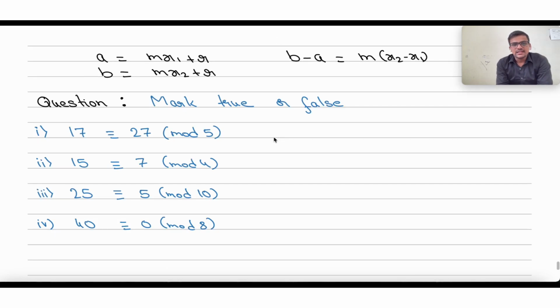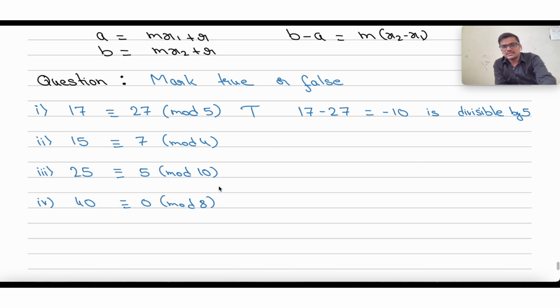So this is the question, and this is a very basic question. We have to mark whether it is true or false. So see, what is the meaning? 17 is congruent to 27 modulo 5. It is true if 17 minus 27, that is nothing but minus 10, is divisible by 5, and actually it is happening: minus 10 is divisible by 5, so this statement is true. Similarly, you have to find for the rest three, right?